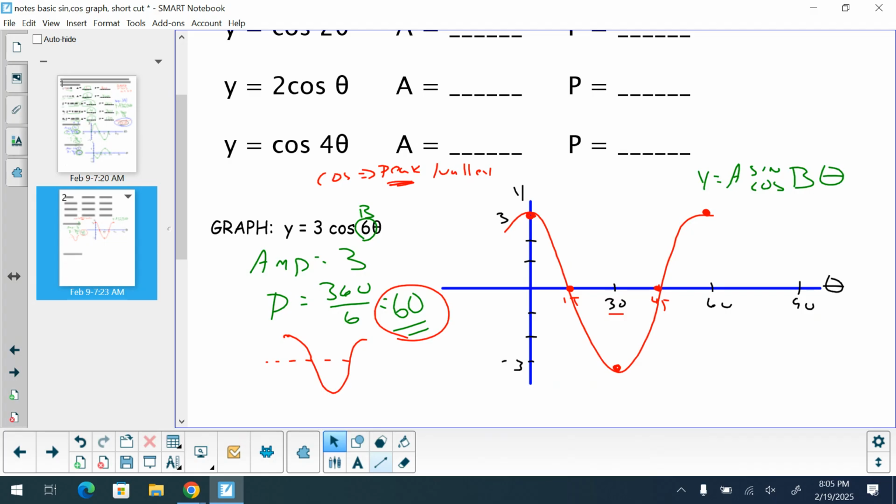What I want you to try to do for your homework is go on page 45 and 46, problems 7 through 12, and start using the shortcut methods. Find the amplitude and period and see what you can get with your graphs. We'll add more to this on Friday and continue working with this on Friday.